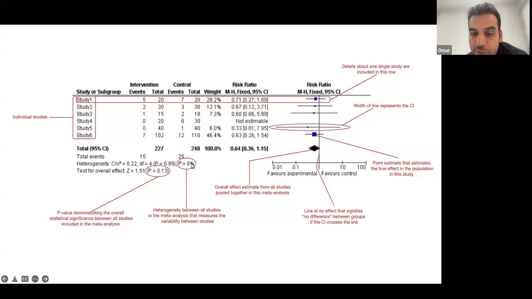Okay. And if it is 0%, it's a very good test. It means that the tests are homogeneous. They are very similar. They are not heterogeneous. If it is above 50%, then they are very heterogeneous.